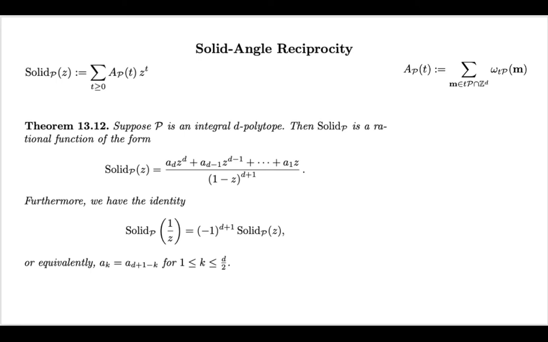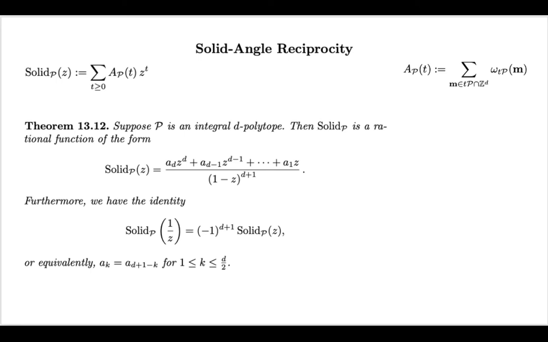But now the self-reciprocity of A sub P, I claim, is equivalent to a self-reciprocity for these rational generating functions, namely when you plug in 1 over z into the rational function up to a sign, you get the rational function itself back.